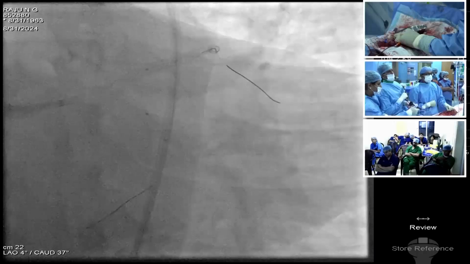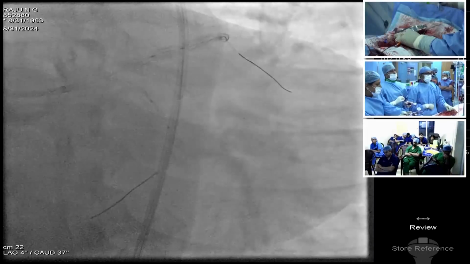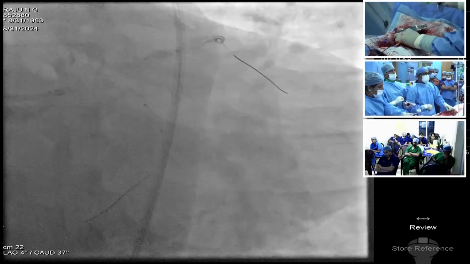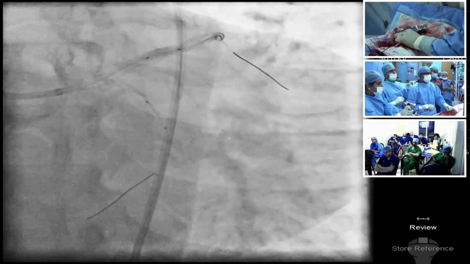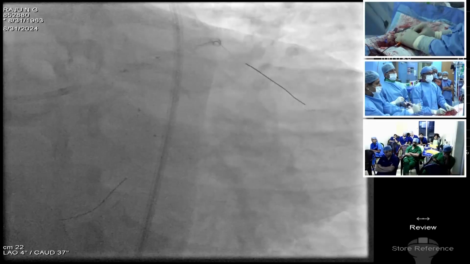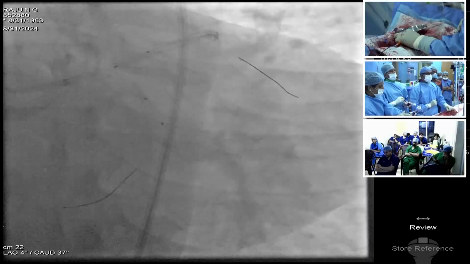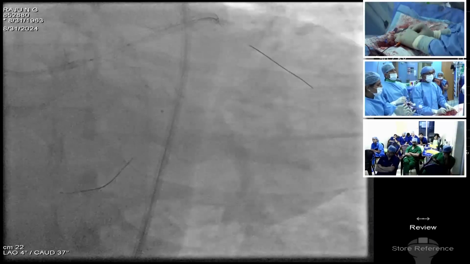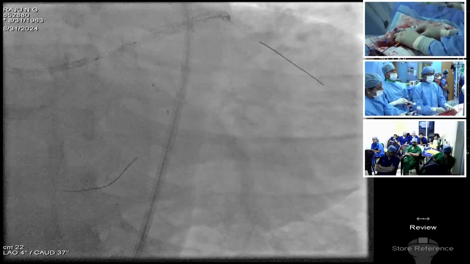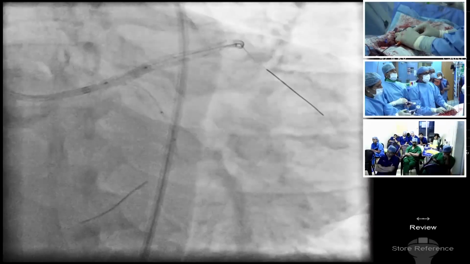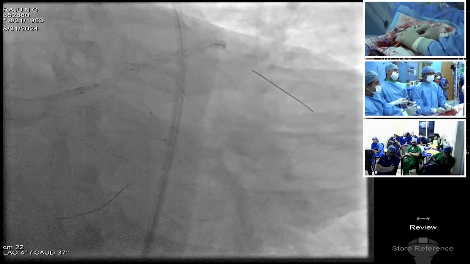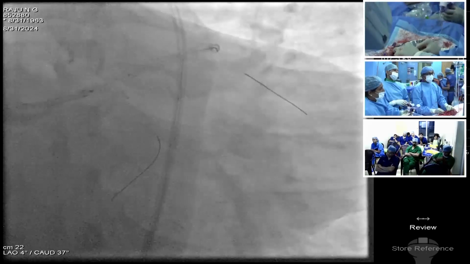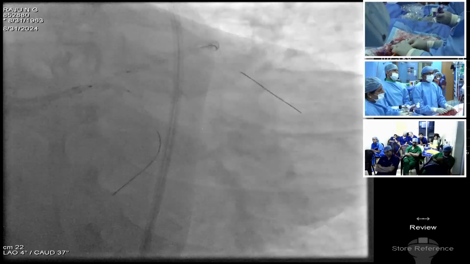LAD balloon at 14, 16 atmospheres, 14, 16, negative. 14, 16, yes, negative. 18, negative. Now we'll dilate the circumflex balloon at 18 atmospheres, 20, 22, 22, negative.